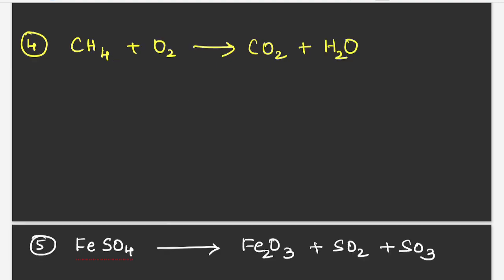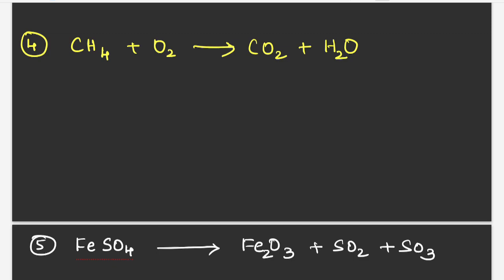Fourth example. Methane reacting with oxygen to form carbon dioxide and water. To balance this equation, the same method we can follow. That is, non-metal you have to balance first, then oxygen and then hydrogen. I have one more trick. I'll teach you that trick. Using that you can easily balance this kind of equation. This is called a combustion reaction.